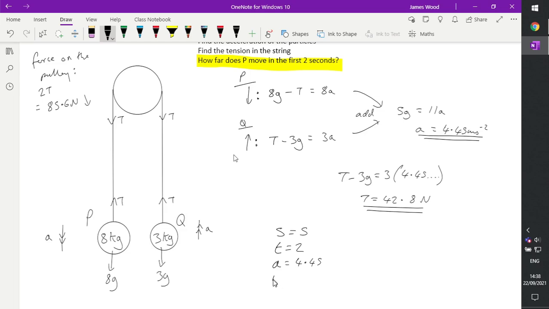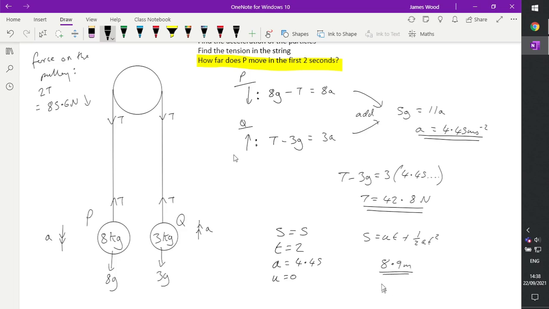The other thing we know is it starts from rest. So we've got S, U, A, and T. S is ut plus half at squared. If we substitute these values in, ut is going to be 0, so it's just half times a times t squared, so 8.9 meters.